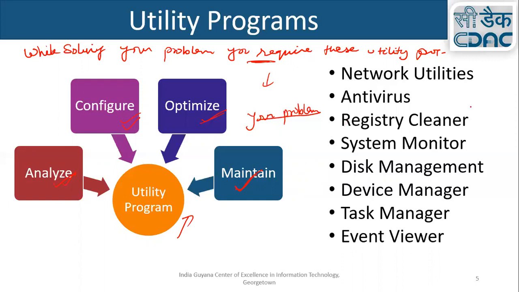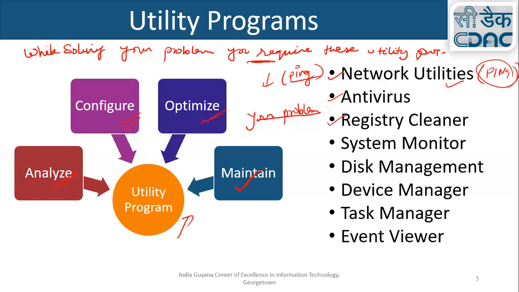So what are those utilities? Network utilities: you may use the ping command, P-I-N-G, for checking whether our network is down or working. This is one network utility. Similarly, you may use antivirus programs, which are also utility programs.